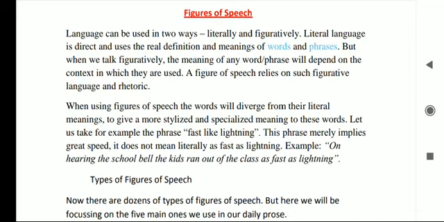When using figures of speech, the words will diverge from their literal meaning to give a more stylized and specialized meaning to these words. Let's take, for example, the phrase "fast like lightning." This phrase merely implies great speed. It does not mean literally as fast as lightning. Now another example: on hearing the school bell, the kids ran out of the class as fast as lightning.